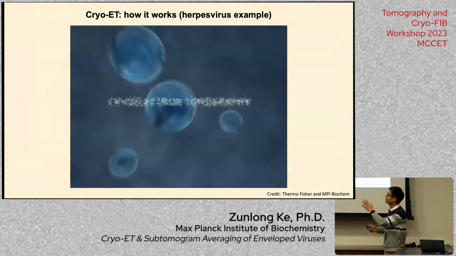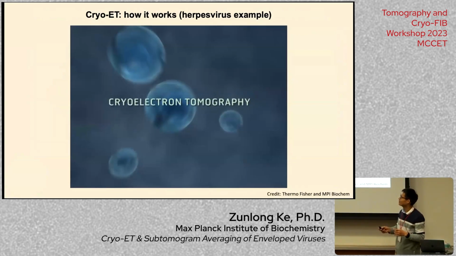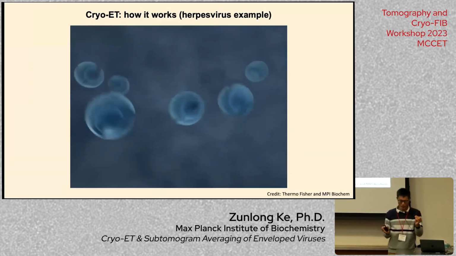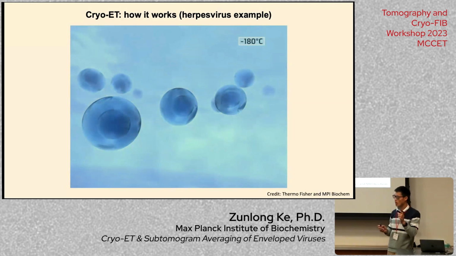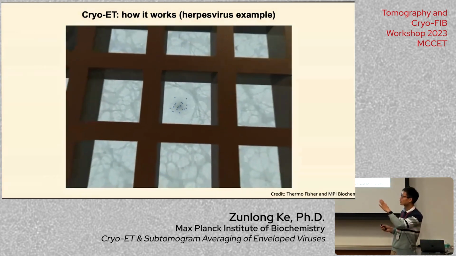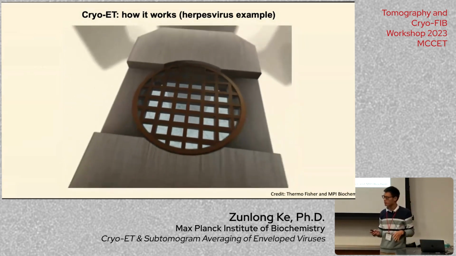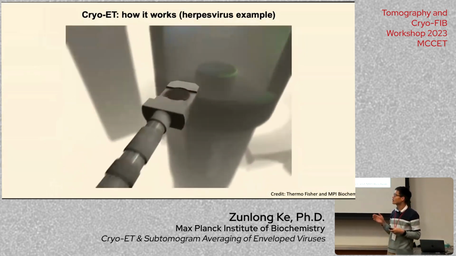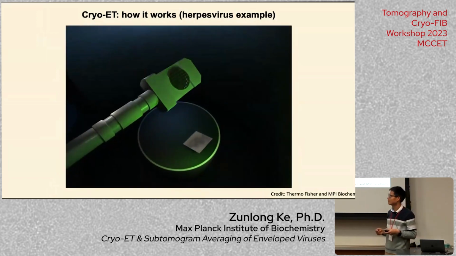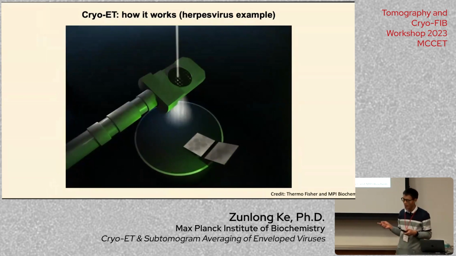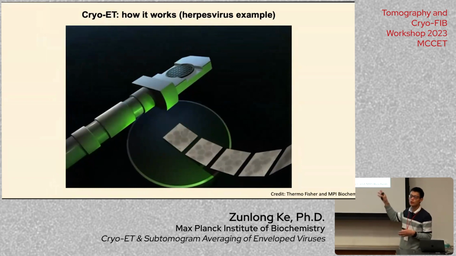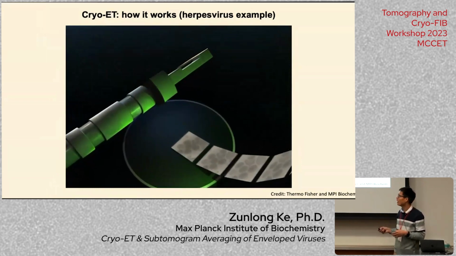So this is a movie about how that works in a nutshell. This is an example of herpes virus. You have these frozen viruses at cryogenic temperatures, frozen on the grid, and you load that grid onto the electron microscope. What you see is that you collect images at different tilts, from -60 to +60 in this case, about every 2 or 3 degrees. So you get essentially a series of projections of the same sample.